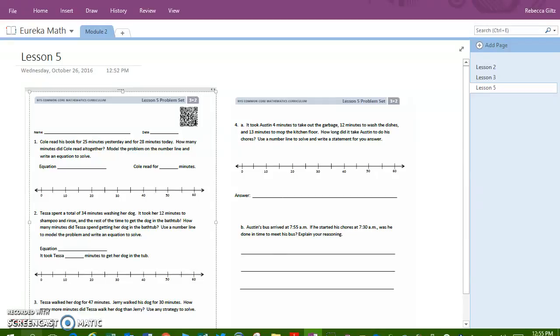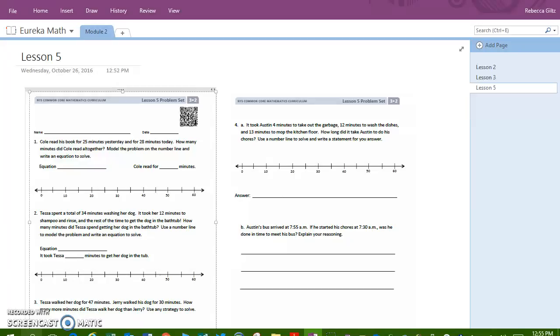Alright, so you should be looking at Lesson 5 problem set. Number 1 says, Cole read his book for 25 minutes yesterday and for 28 minutes today. How many minutes did Cole read altogether? Model the problem on the number line and write an equation to solve.